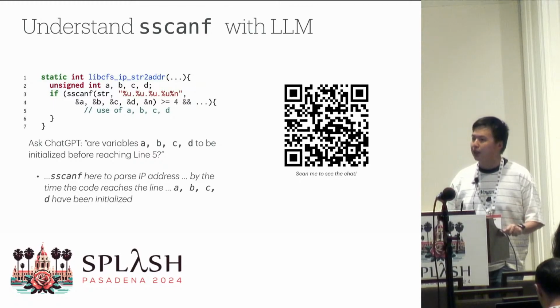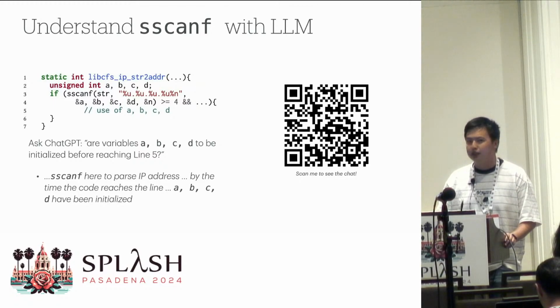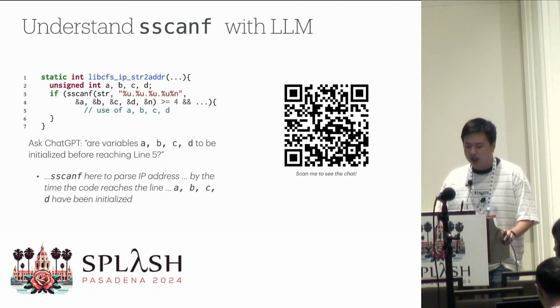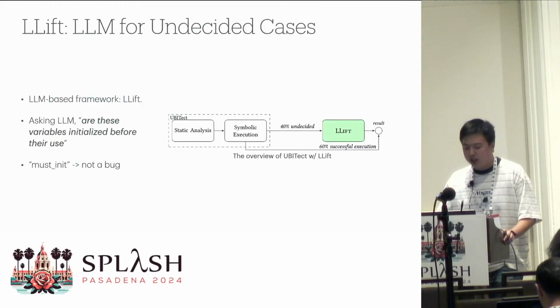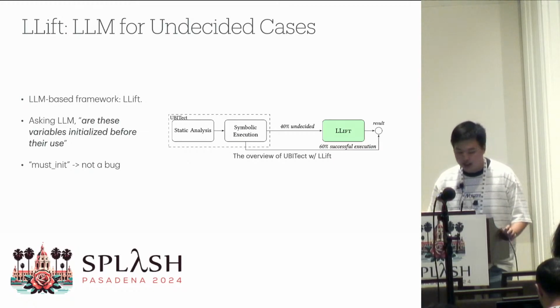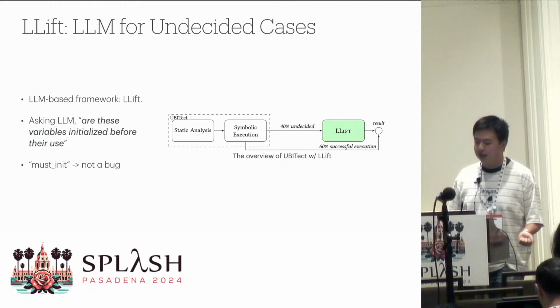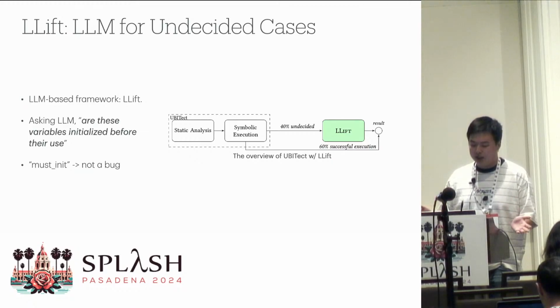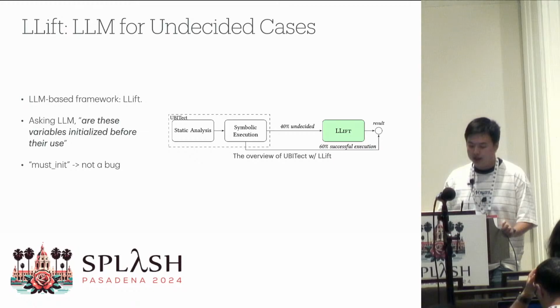So actually, scanf is an example. It demonstrates that sometimes an LLM can effectively analyze call logic that our traditional static analysis may struggle with. So based on these insights, we propose LLift, using a large language model to handle these challenging undecided cases. At a very high level, LLift takes these undecided cases from the UBI tag, and then we ask the LLM, are these variables initialized before they are used? And if the LLM tells us must initialize, we will mark it as not a bug.